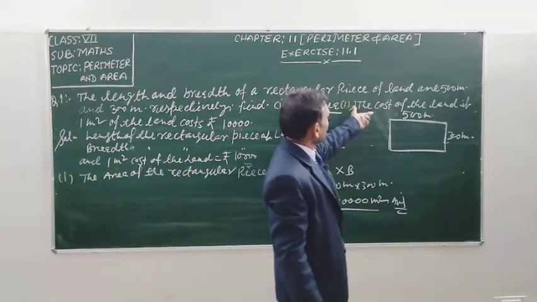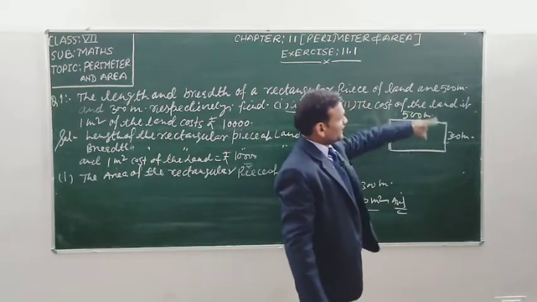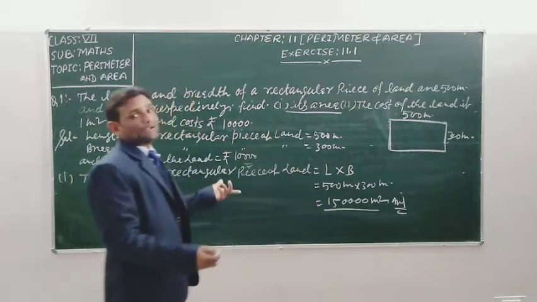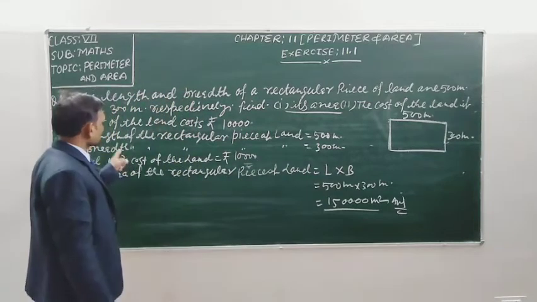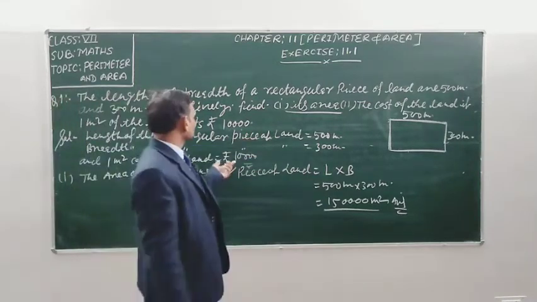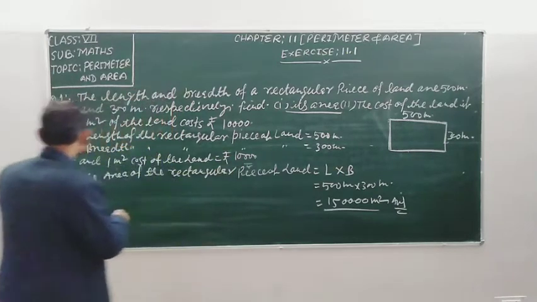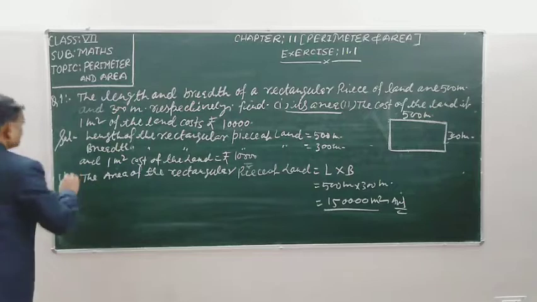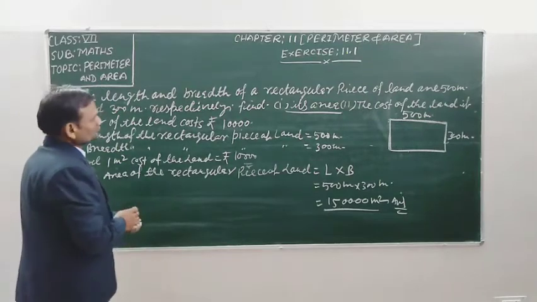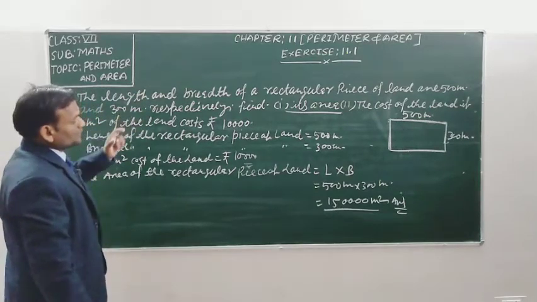The next question is asking me the cost of the land. What will be the cost of the land if the cost of 1 meter square of the land is 10,000 rupees? So the second answer I am going to find out.